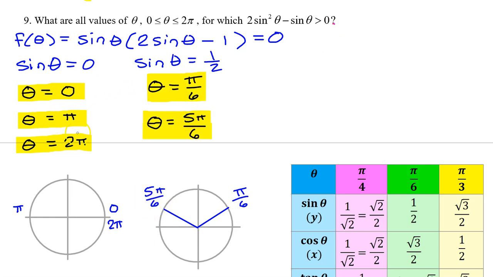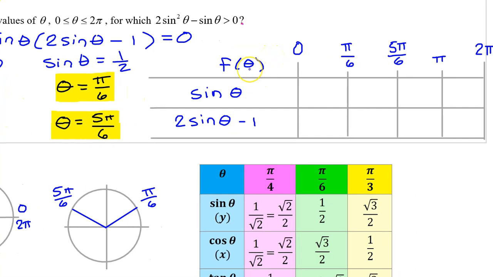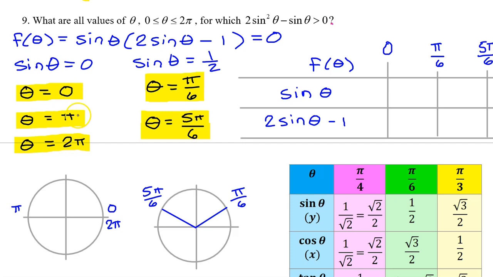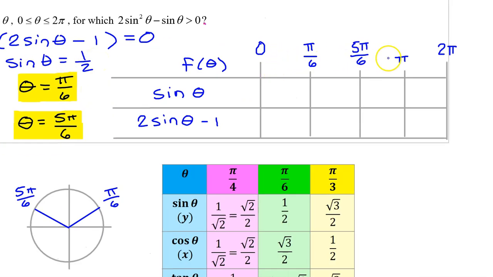These are the 5 critical values at which f of theta will equal 0. Let's use these to make a sign chart. To make the sign chart, we need a row for each one of these factors. Label the sign chart as f of theta, and put your 5 critical values where f of theta equals 0 in order from least to greatest across the top.